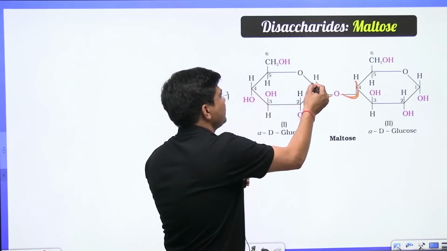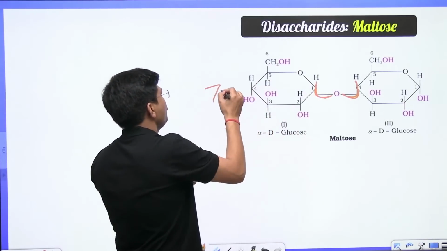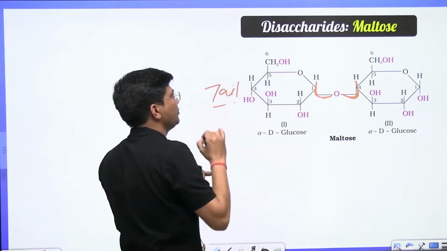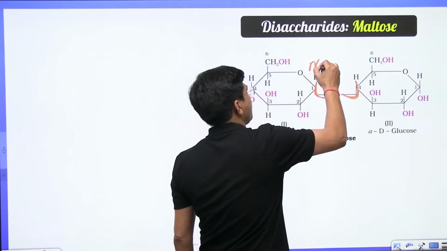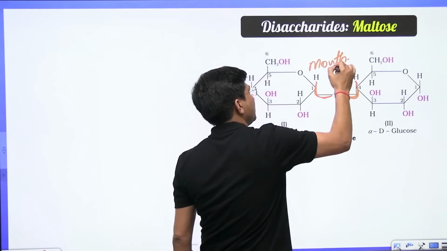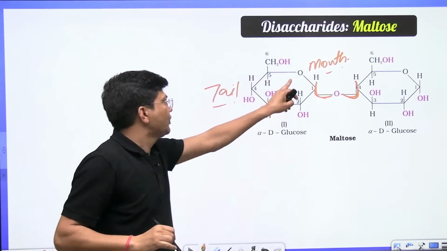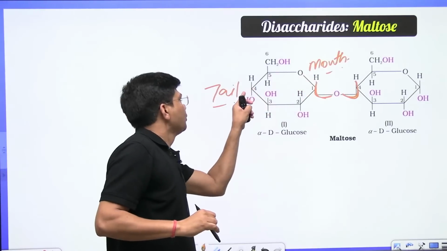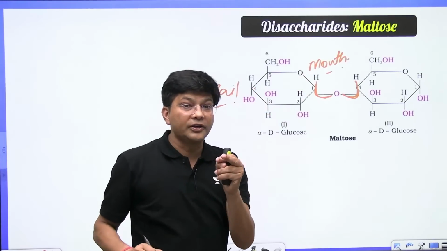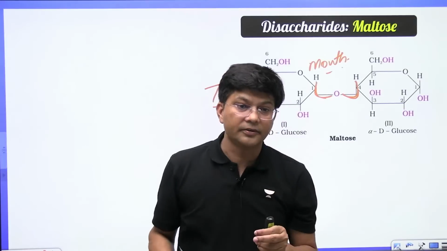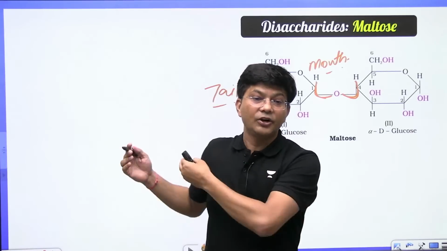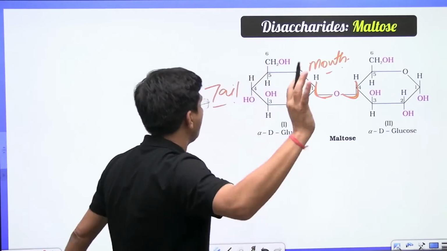Just think, this is the mouth and this is the tail. The 4th carbon is the tail of alpha D glucose and the first carbon is the mouth of alpha D glucose. Are you able to understand? This first carbon is the mouth and the 4th carbon is the tail. If you are able to understand, let me know in the chat section. Otherwise, I will draw a new structure.